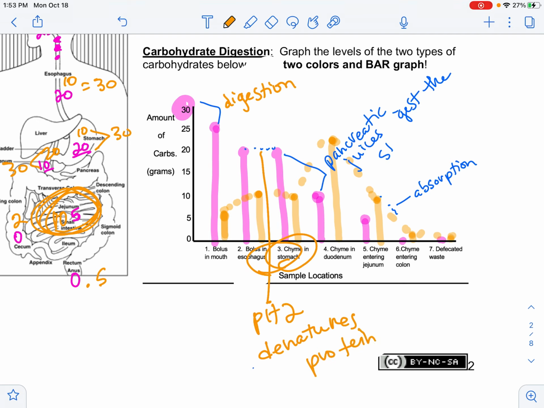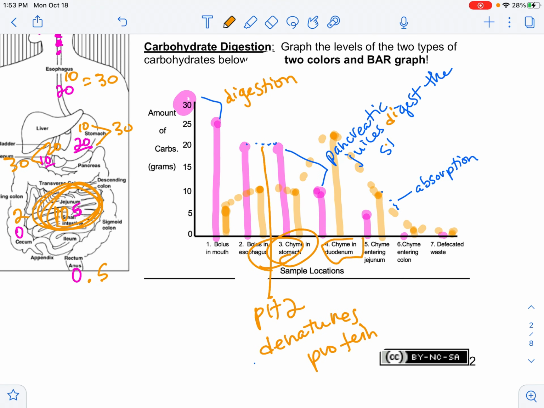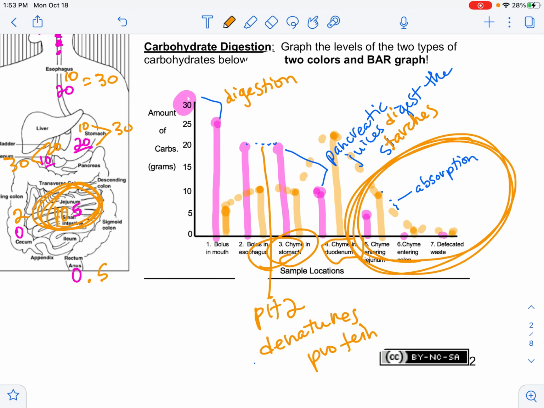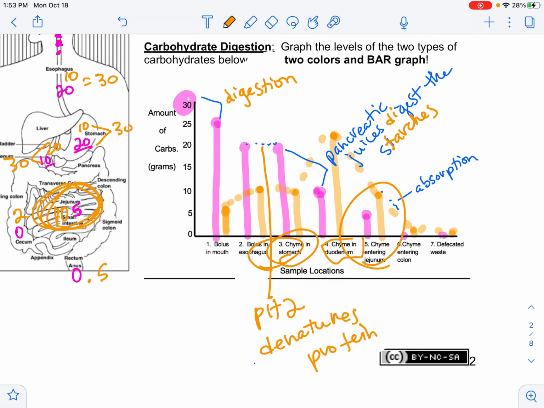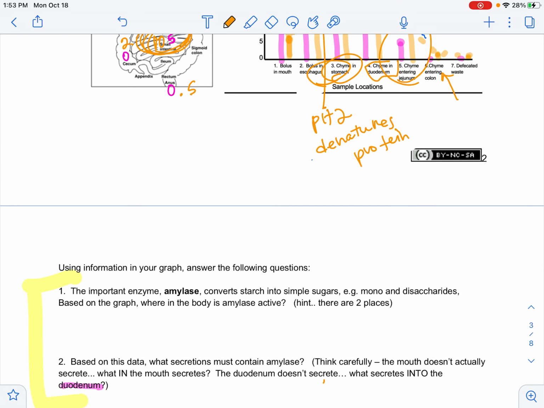So then what happens here is when it breaks down a little bit more right here in the duodenum, the pancreatic juices digest the starches. Do we have any absorption? Not yet. Absorption happens right here, and then this last part is a little bit of absorption. So as we're taking a look, it says the important enzyme amylase digests starch into simple sugars.